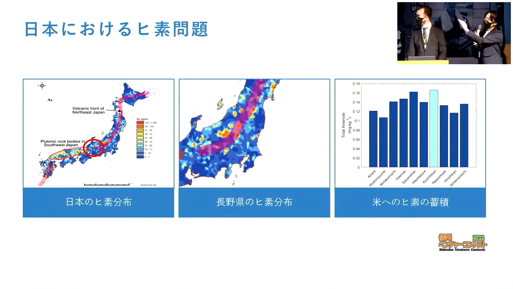And if we see the distribution of arsenic in Japan, we can see the distribution is not homogeneous along the territory. And if we focus on Nagano Prefecture and the surrounding areas, we can find areas where the concentration of arsenic in groundwater is really high.